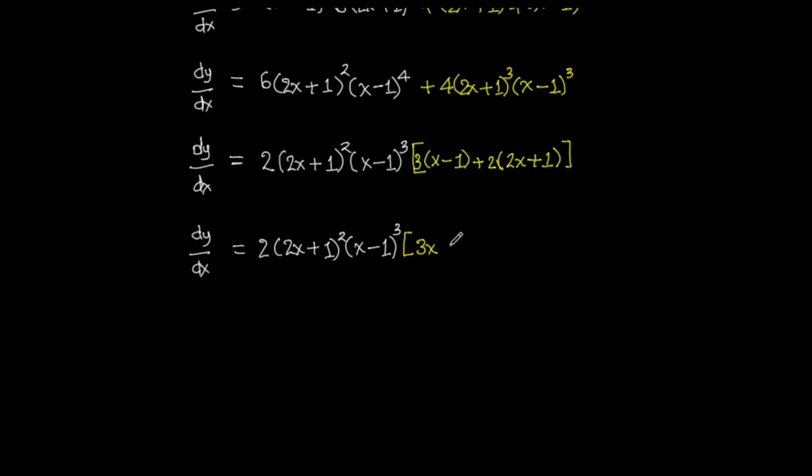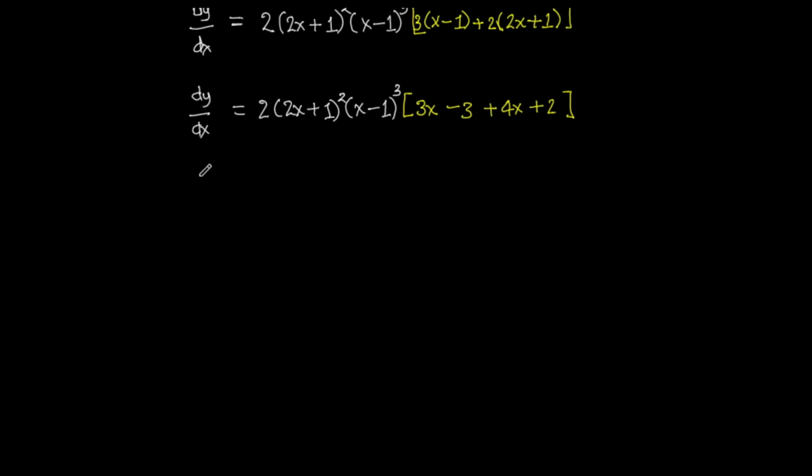So we have 3x minus 3 times 1 is 3, then plus, so if you multiply 2 and 2x, we get 4x, then 2 times 1, we get 2 here. Now we can go ahead and also simplify all this in a bracket that one term, and then we are done. So dy by dx equals to 2 into 2x plus 1 raised power 2, and then x minus 1 raised power 3.